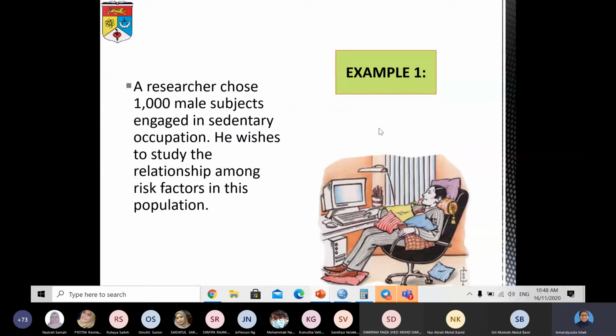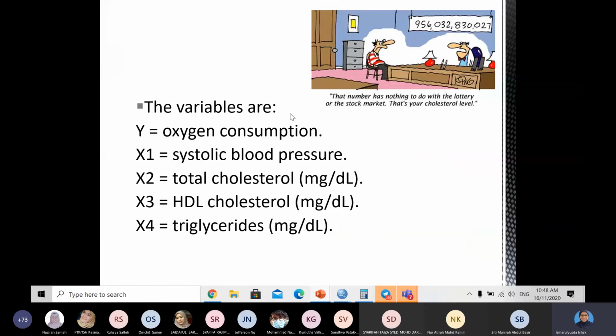And an example scenario for MLR. A researcher chooses 1,000 male subjects engaged in sedentary occupation. He wishes to study the relationship among risk factors in this population. Okay, the variables are Y, oxygen consumption. So these are all the independent variables: systolic blood pressure, total cholesterol, HDL cholesterol, TG. So these are all the independent variables or predictors to predict oxygen consumption. Okay, that number has nothing to do with lottery. That is your cholesterol level.